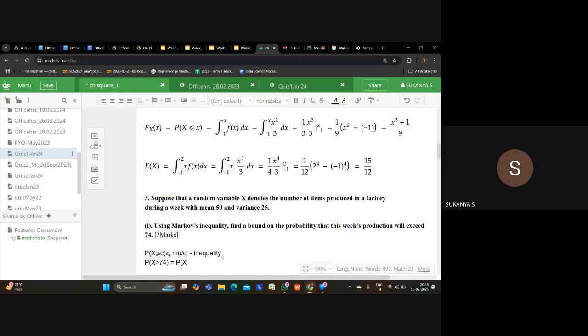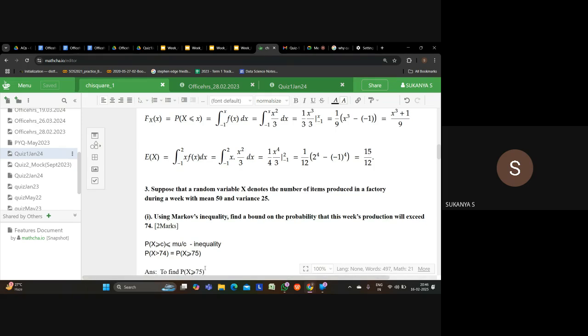Not 73. Greater than or equal to 74, point of x equal to 74... 75. It is actually 75, right? X greater than 74 means the next number that we could find is 75, right? So you can directly put it as probability of x greater than or equal to 75. And now you already have mu with you. You can find the upper bound, right? Just take care what is given to you and remember to put the equality sign. That's it. Now you can find out the probability asked of us.